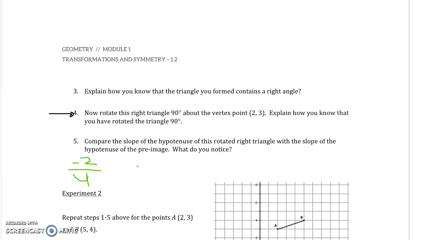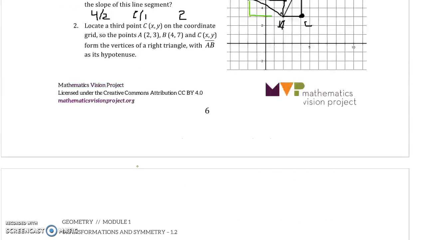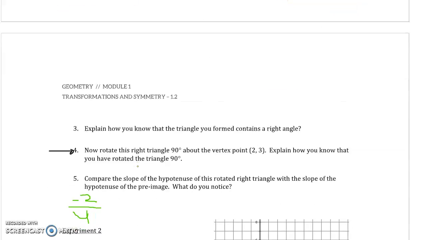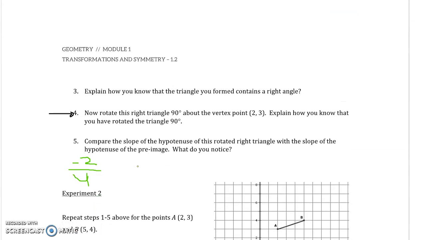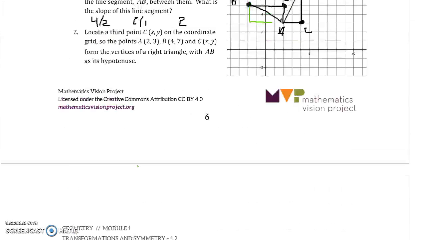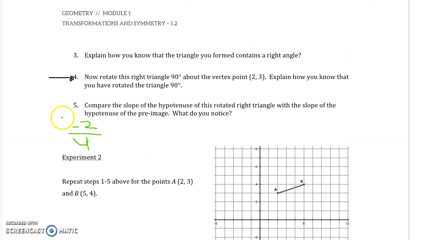So what do I notice? Well, I notice that the fraction got flipped from 4 over 2 to 2 over 4. And I also noticed that it went from positive to negative. So there should be 2 things that you're writing down for number 5. You should be talking about the slope flipping as well as turning from positive to negative.